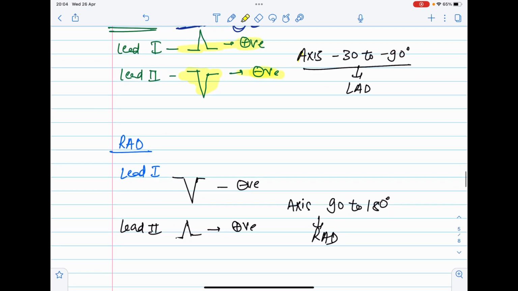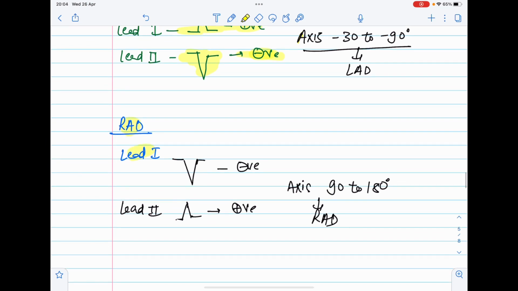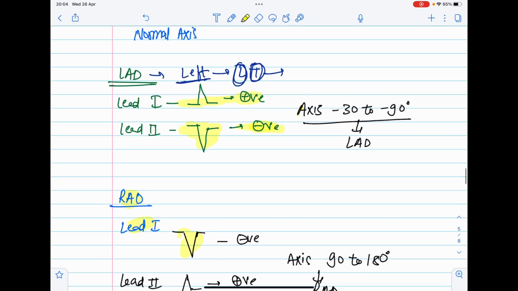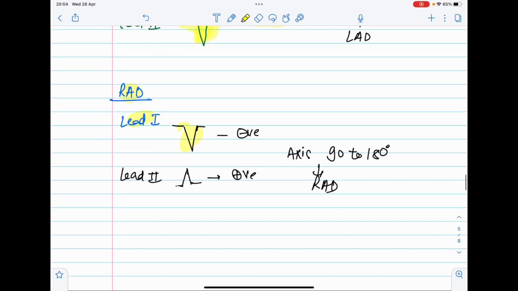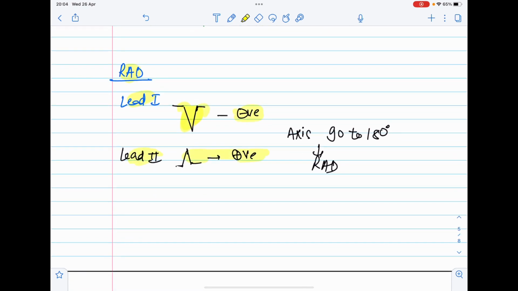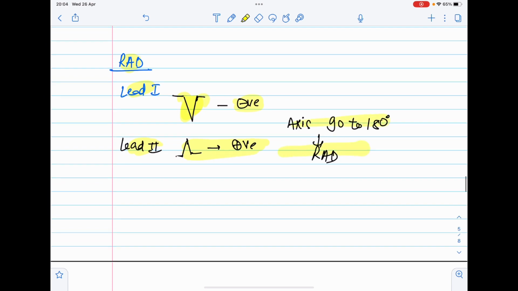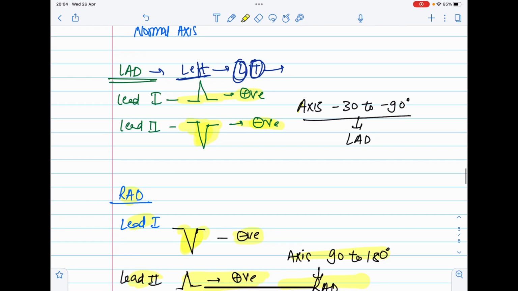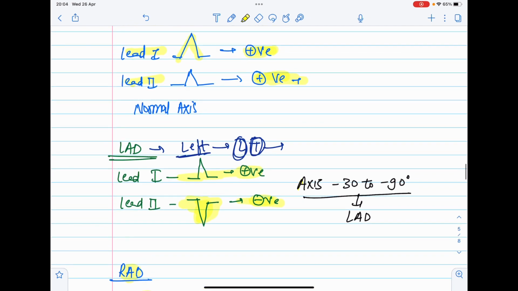And what will be in right axis deviation? It is the opposite of left axis deviation. In left axis deviation, you are seeing that lead 2 is negative. Here lead 1 will be negative. In right axis deviation, lead 1 will be negative and lead 2 will be positive. So this is right axis deviation. So these all are the basics of ECG.